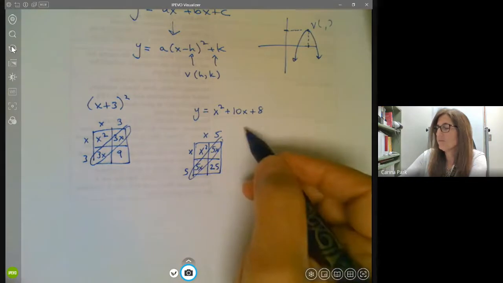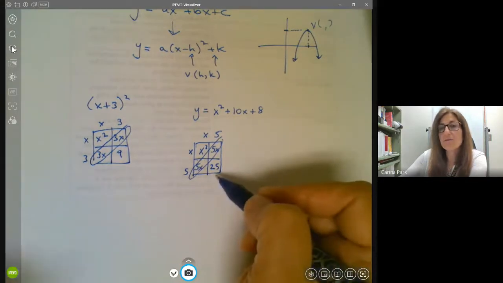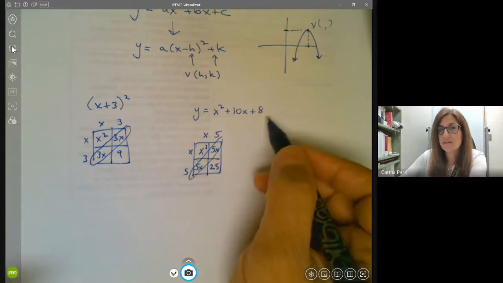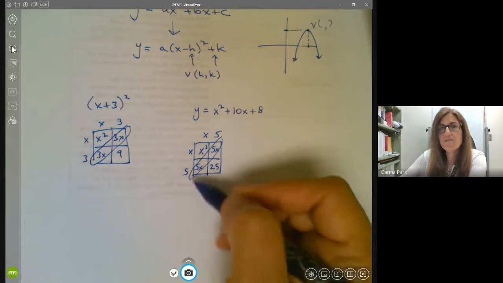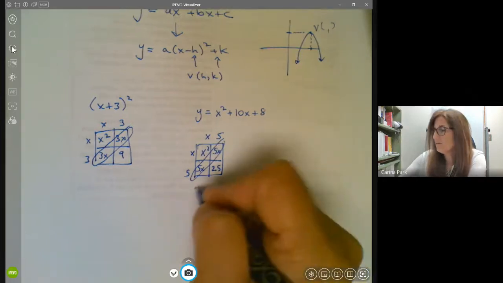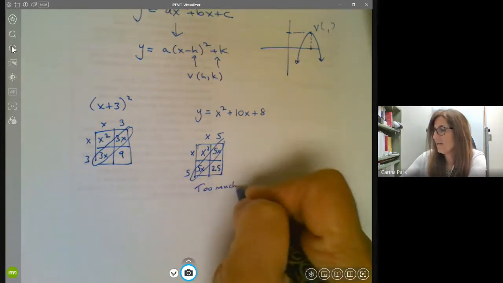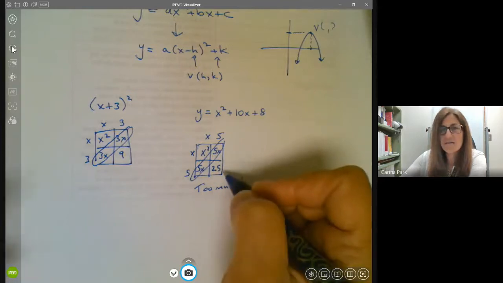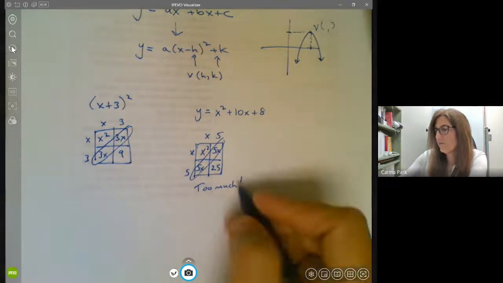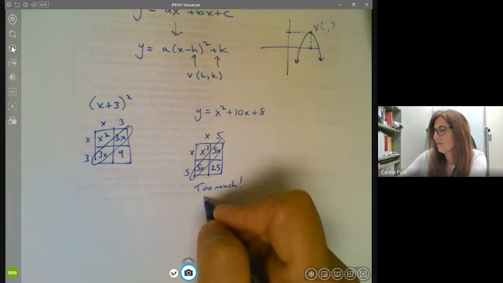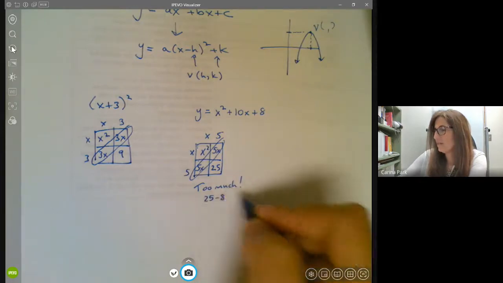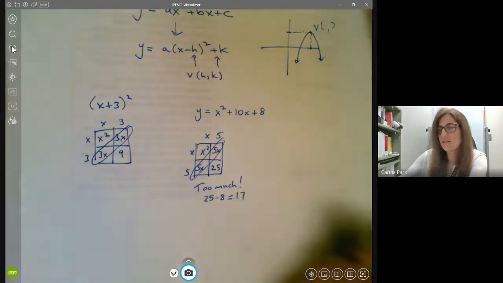So x² + 10x + 25 is a perfect square, but that's not my question. My question has an 8, not a 25. So in here, I actually have too much, right? I should have 8 in this box, but I actually have 25. How much too much do I have? So I'll go 25 minus 8. What's the difference? It's 17.